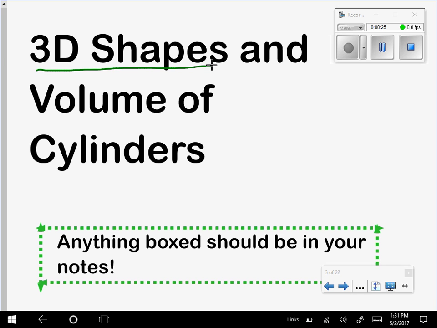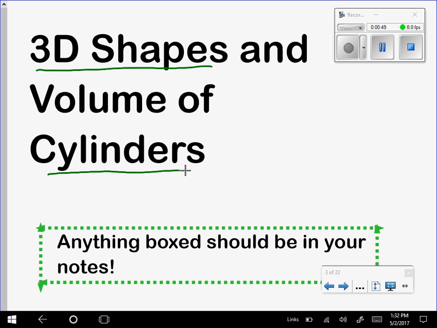I actually have some 3D shapes in the room today, so after you're done watching the video, you can always come check out those 3D shapes. It might be good to see and touch and feel some of those. And then we will be looking specifically at volume of cylinders today. We will touch on the volume of a lot of the shapes that we talk about today to start, but today specifically we are going to work with cylinders.